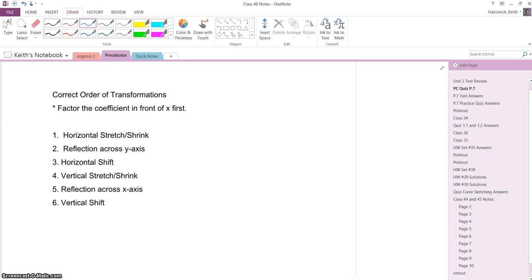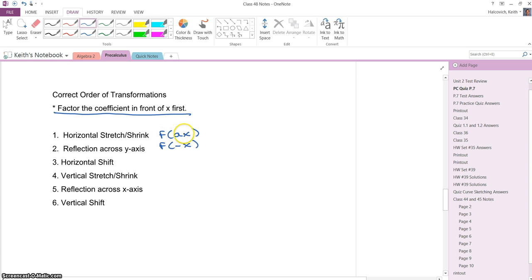So last class we talked about the correct order of transformations, like the order they go in if you see them in the function. We'll talk about this next time, but basically the order is as follows. If you see a horizontal stretch or shrink, you will do that first. A reflection across the y-axis will happen second, and horizontal shift will happen third. So remember, all of these happen inside the function.